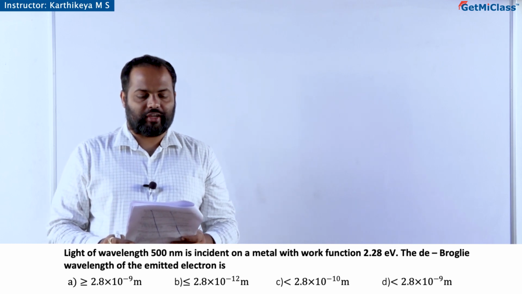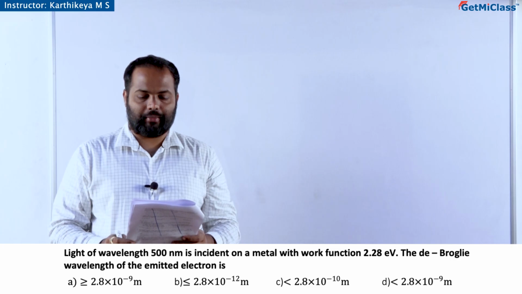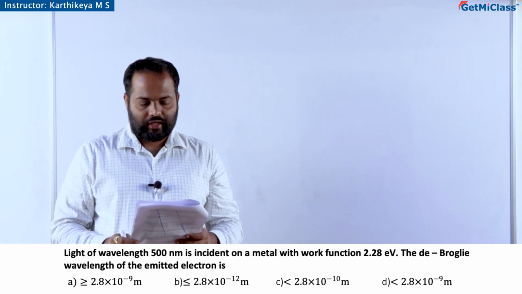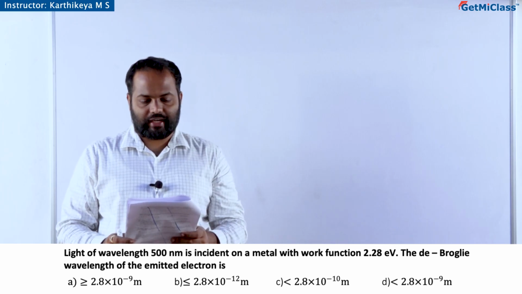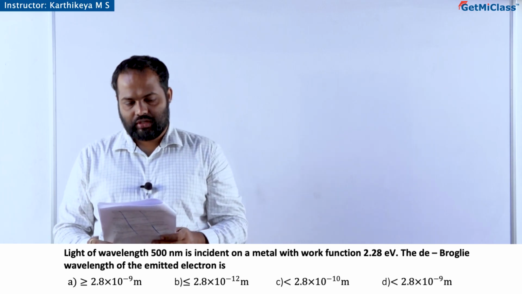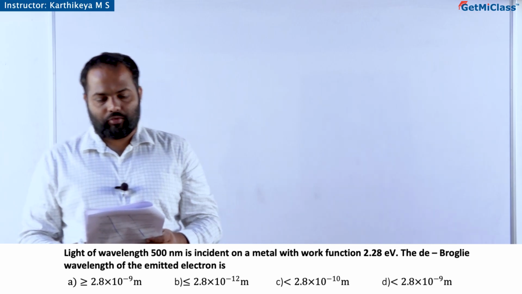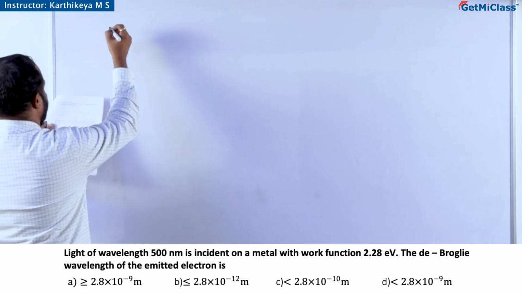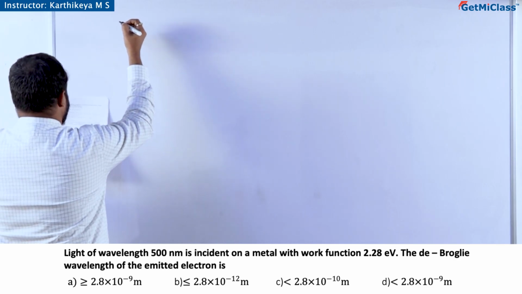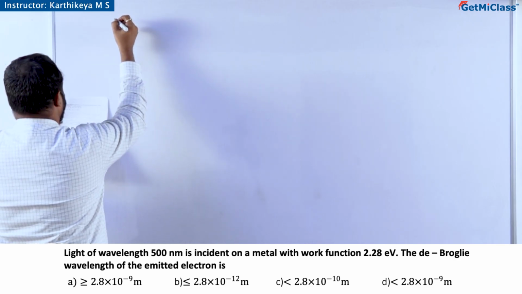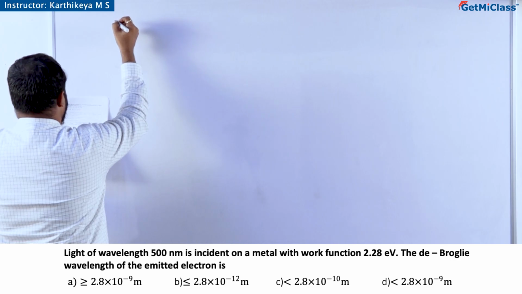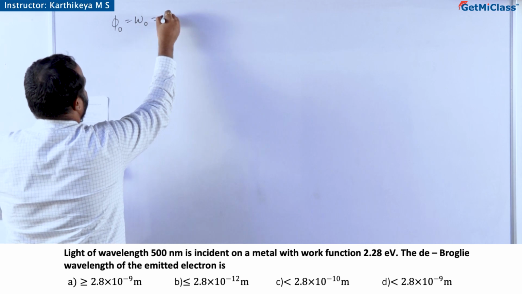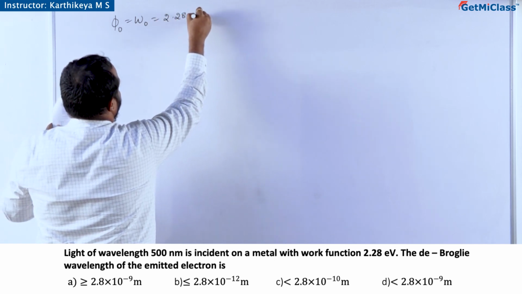Light of wavelength 500 nanometer is incident on a metal with work function 2.28 electron volt. The de Broglie wavelength of the emitted electron is? So, work function is given. There is a shortcut, directly you can calculate all these things. So, the work function phi naught or W naught is 2.28 electron volt.